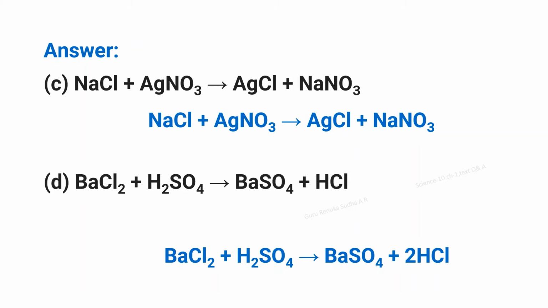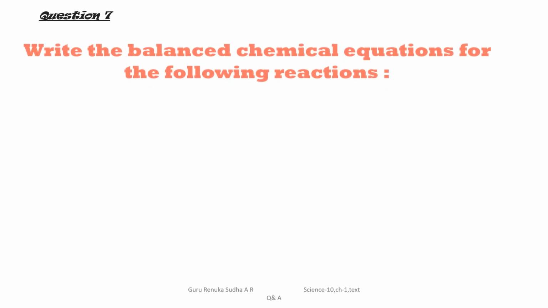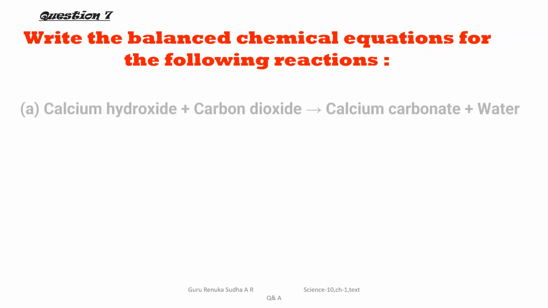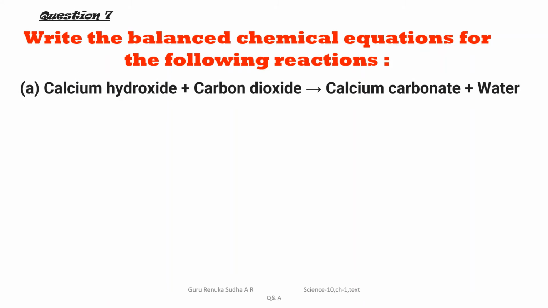In question 7, write the balanced chemical equation for the following reaction. See, here also they have given word equations that you have to write in symbolic form. Like this, you have to write calcium hydroxide. How do you represent it? Ca(OH)2 plus CO2 gives CaCO3, that is calcium carbonate, plus water. The molecular formula of water is H2O.